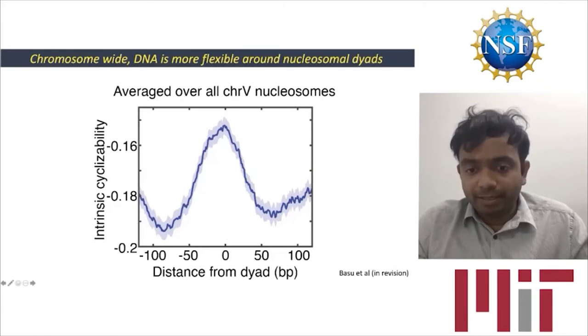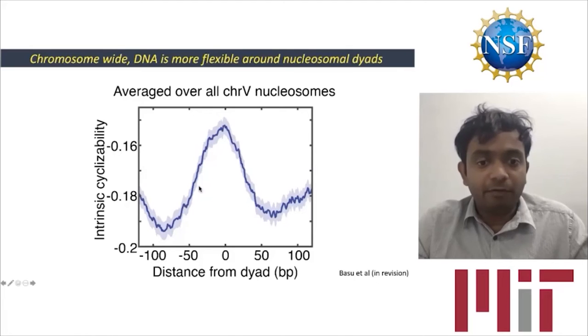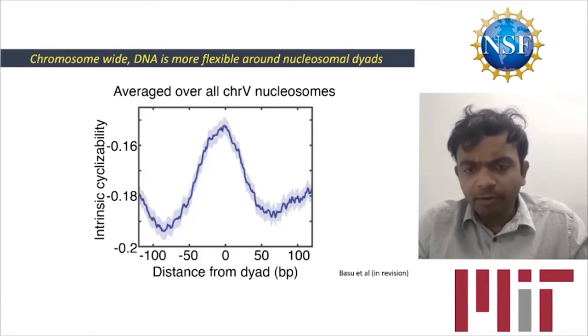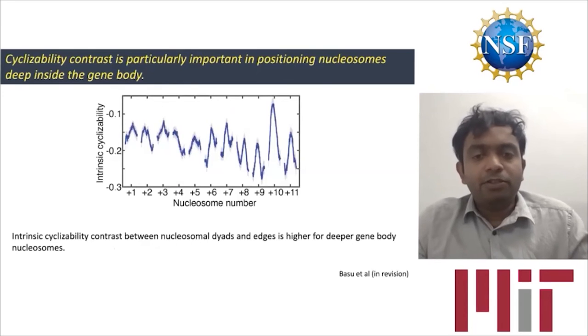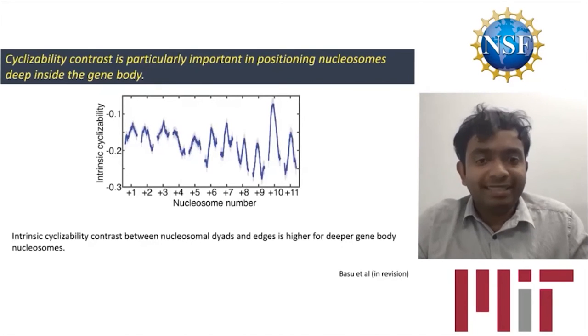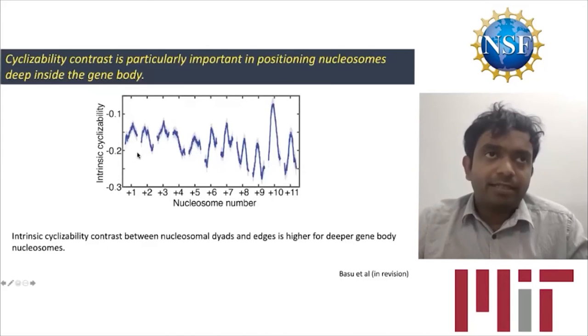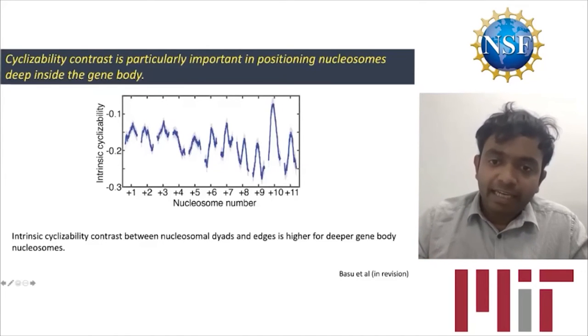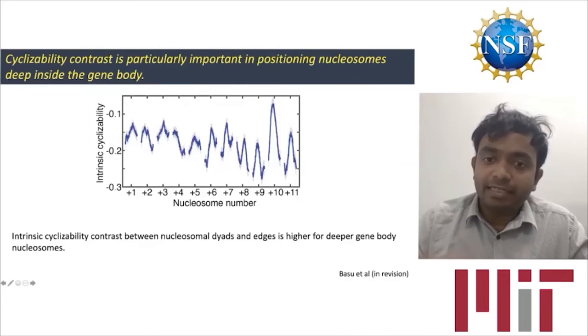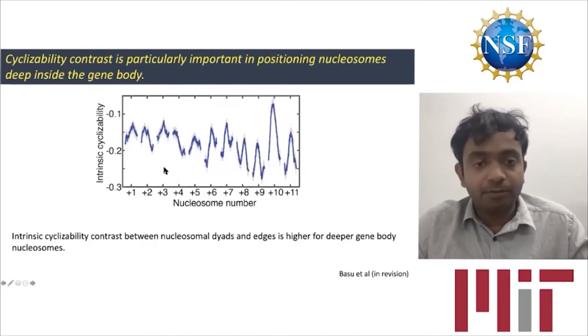And we find that near the dyad, the center of nucleosomes, DNA is significantly more flexible than near the edges of these nucleosomes. Now, it becomes more interesting when we sort these nucleosomes according to their distance from the transcription start site. We find that this contrasted intrinsic cyclizability between the dyad and the edges of nucleosomes increases for nucleosomes that lie deeper in the gene body than for nucleosomes that are more proximal to the promoter.